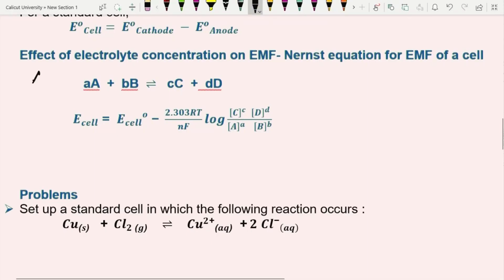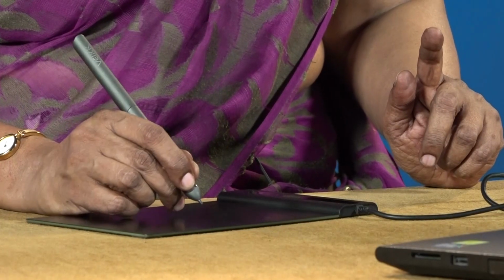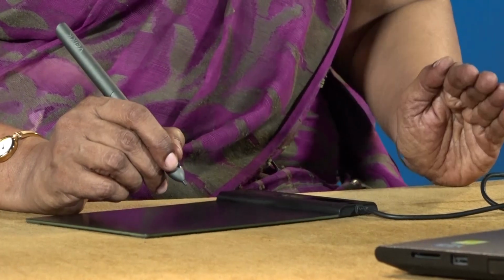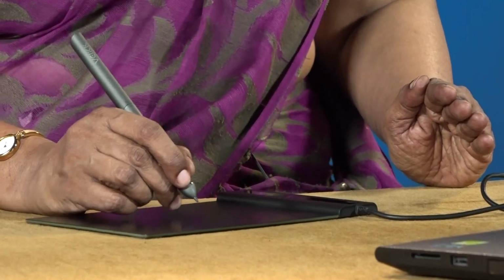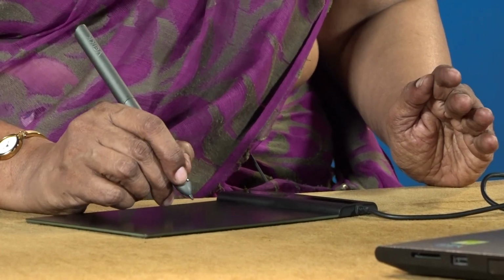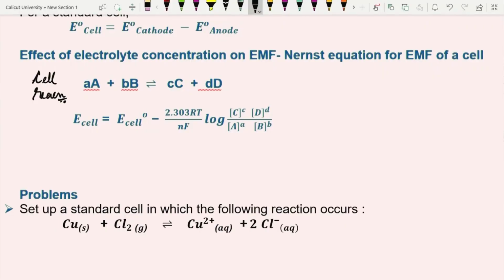Now, consider the cell reaction. So, this is the cell reaction: a moles of A and b moles of B, giving c moles of C and d moles of D. So, just an imaginary one. And I have told you in the Nernst equation we have been applying here, after log, just like the equilibrium constant, we will be taking the molar concentration of the products by the molar concentration of the reactants.